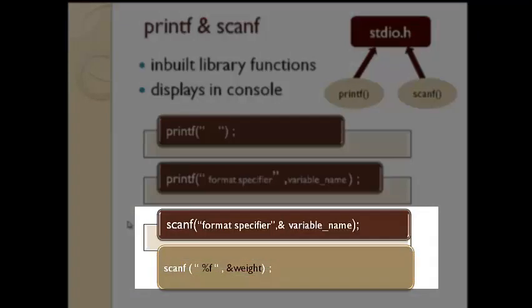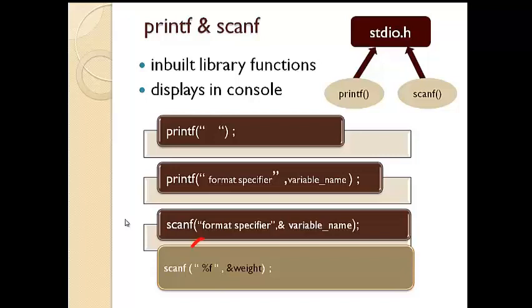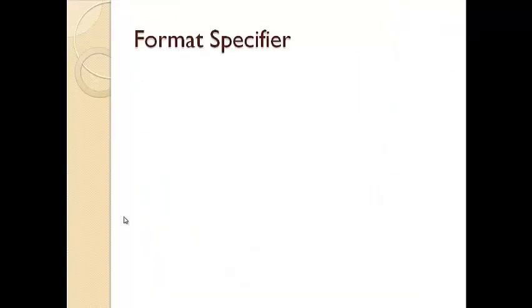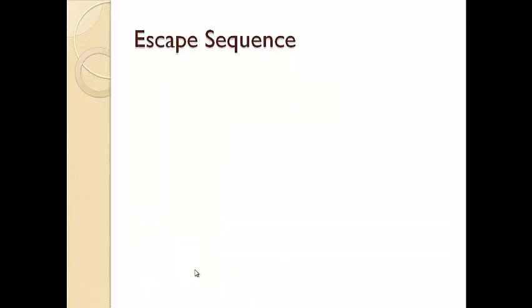An example is given here. To receive the value of a weight, since weight is of data type float, the format specifier is %f. Within double quotes, you mention %f, and after the comma, give the variable to receive it. Let's see the other format specifiers in C. These are the commonly used format specifiers. For integer, it is %d. For float, it is %f. For double, %lf. For character, it is %c. And for string, it is %s. These are the format specifiers that we use normally.